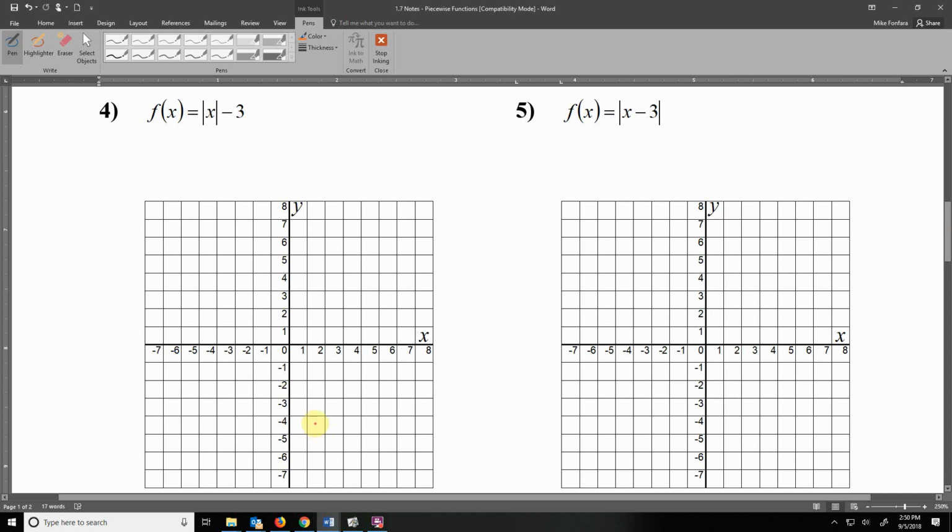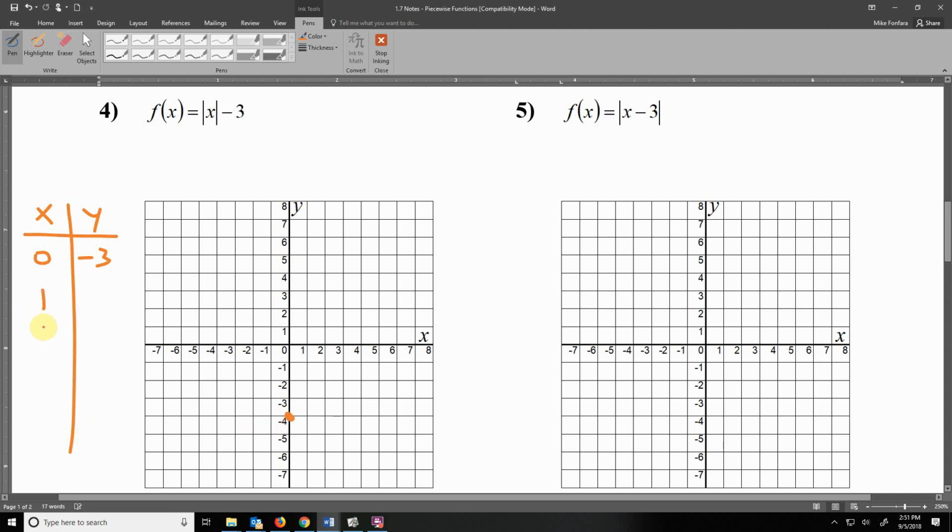Okay, next is an absolute value. Okay, so there's a couple different ways we can go about this. One, we could just make a chart. We'll learn a third way later on in the course. So if I put in 0 for x, the absolute value of 0 is 0, minus 3 is negative 3. So I get 0, negative 3.